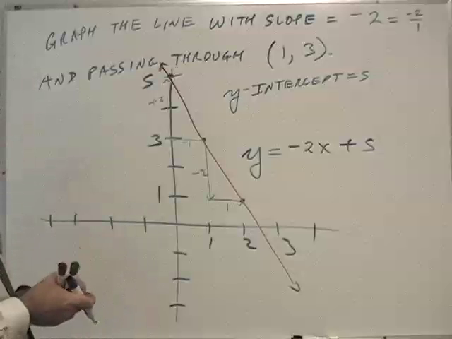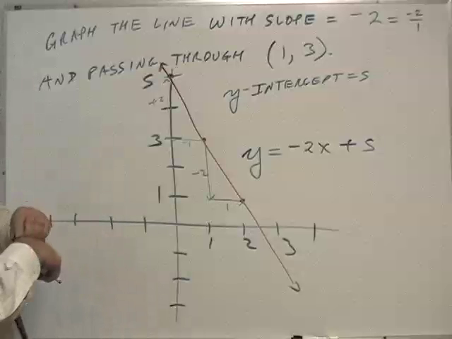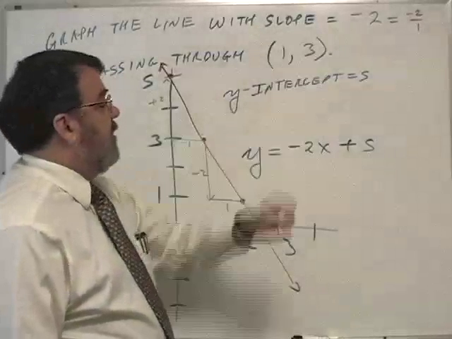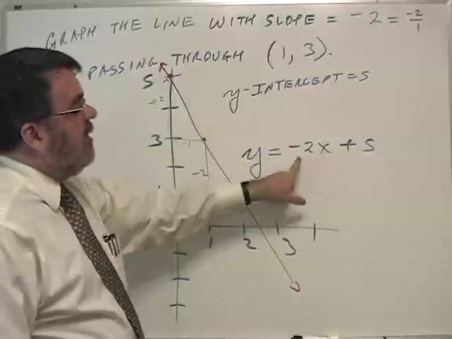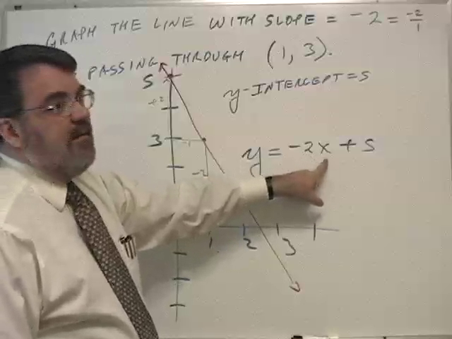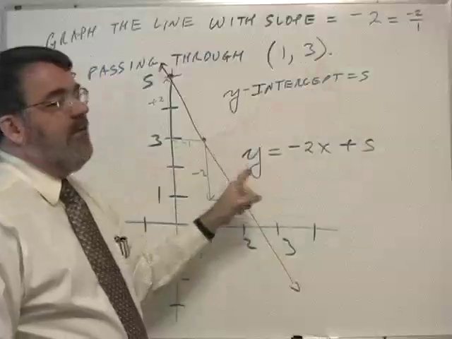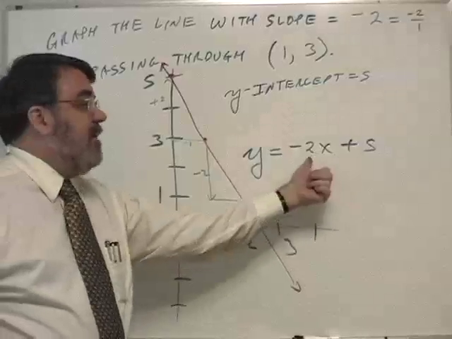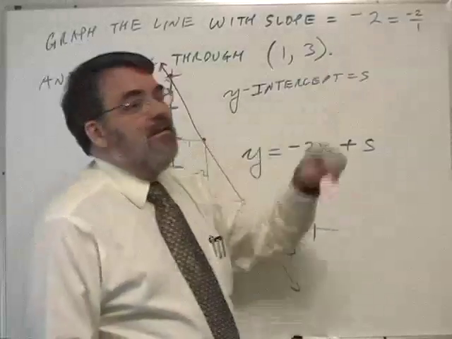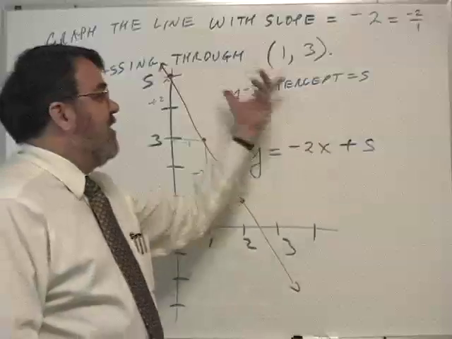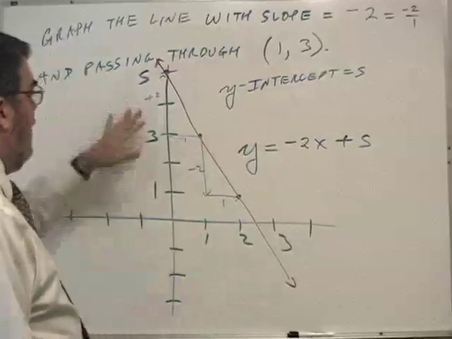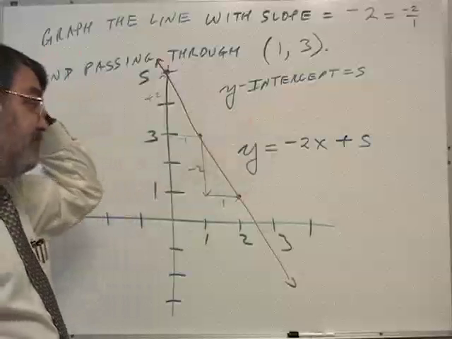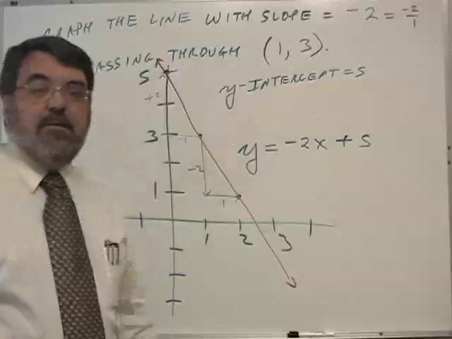I didn't mention this on the last problem, but we can check these. In this point (1, 3), if you put 1 in for x, -2 times 1 is -2, plus 5 is the y value of 3. That works. Written in this form, it has a slope of -2. So the equation fits this information, and the graph also fits the information. So it's a good graph, it's a good equation. And that's about what we can do with this.